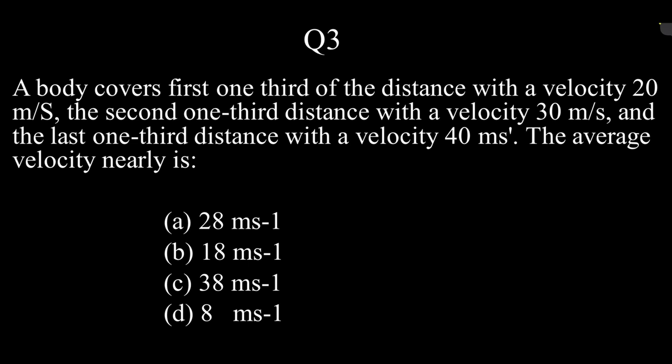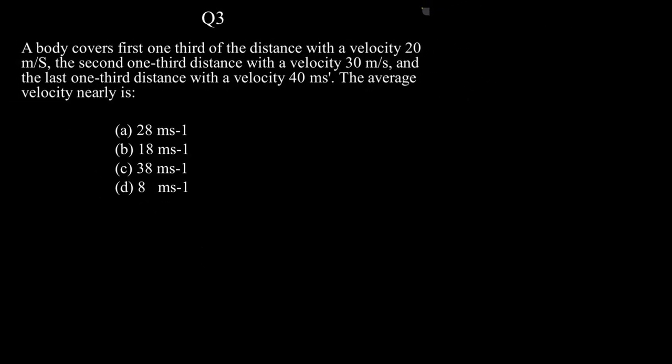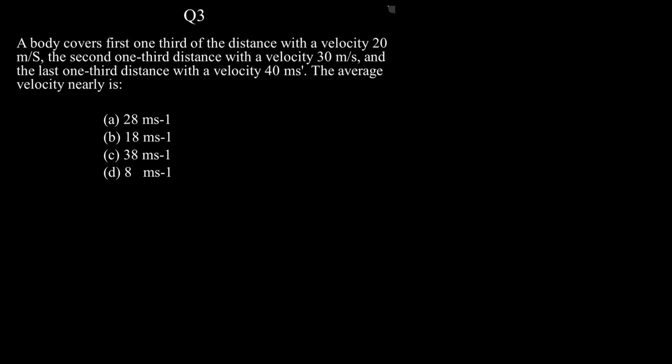A body covers the first one third of the distance with a velocity of 20 meter per second, the second one third with a velocity of 30, and the third with a velocity of 40. The average velocity nearly is. Okay. So, let's start solving this question. As I always suggest, make sure that you draw a diagram so that things become easy for the calculation.